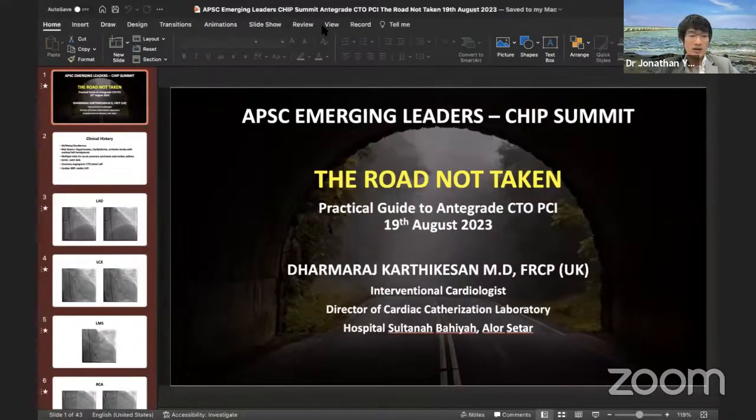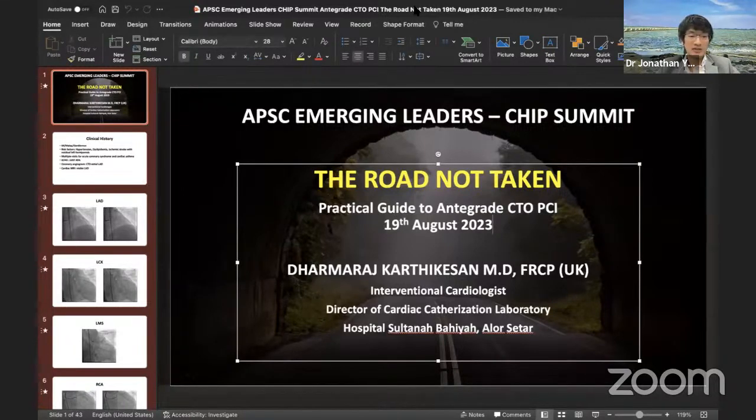So for the very last case, it gives me great pleasure to invite Dr. Dharmaraj to give this talk. He's an interventional cardiologist and the head of the Cath lab in Hospital Sultanah Bahiyah in Kedah, right, Malaysia? Yes, that's right. So, hello, Star. Excellent interventionist, and I think we've got a lot to learn from his case. So Dharmaraj, please. Thank you.